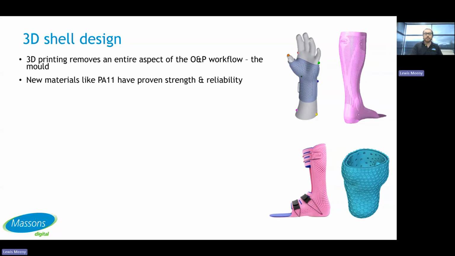These days, new materials like the PA11 that we use at Massons, they've got proven strength and reliability. Like gone are the days of basic 3D prints that are going to shatter within a week. We have materials that we know are going to last and provide the same amount of support that users and clinicians are used to. And with that being said, we can think beyond our traditional manufacturing techniques because we're in that digital space, and with things like our PA11 in the MJF printer, essentially the sky's the limit.